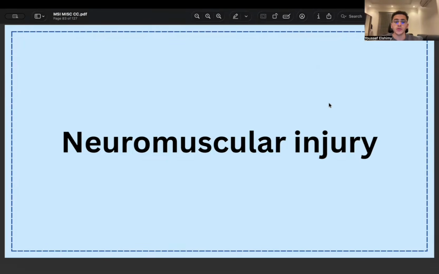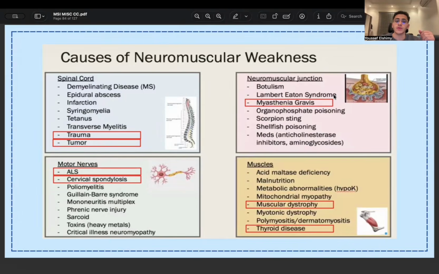Right. Moving on to neuromuscular injury. So this includes the neurons as well as the muscles. The injury could be to the neurons themselves or the muscles or both the neurons and the muscles. So we have different causes of neuromuscular weakness. It could be due to spinal cord causes. It could be due to motor nerve causes. It could be due to neuromuscular junction causes. It could be due to the muscles itself.